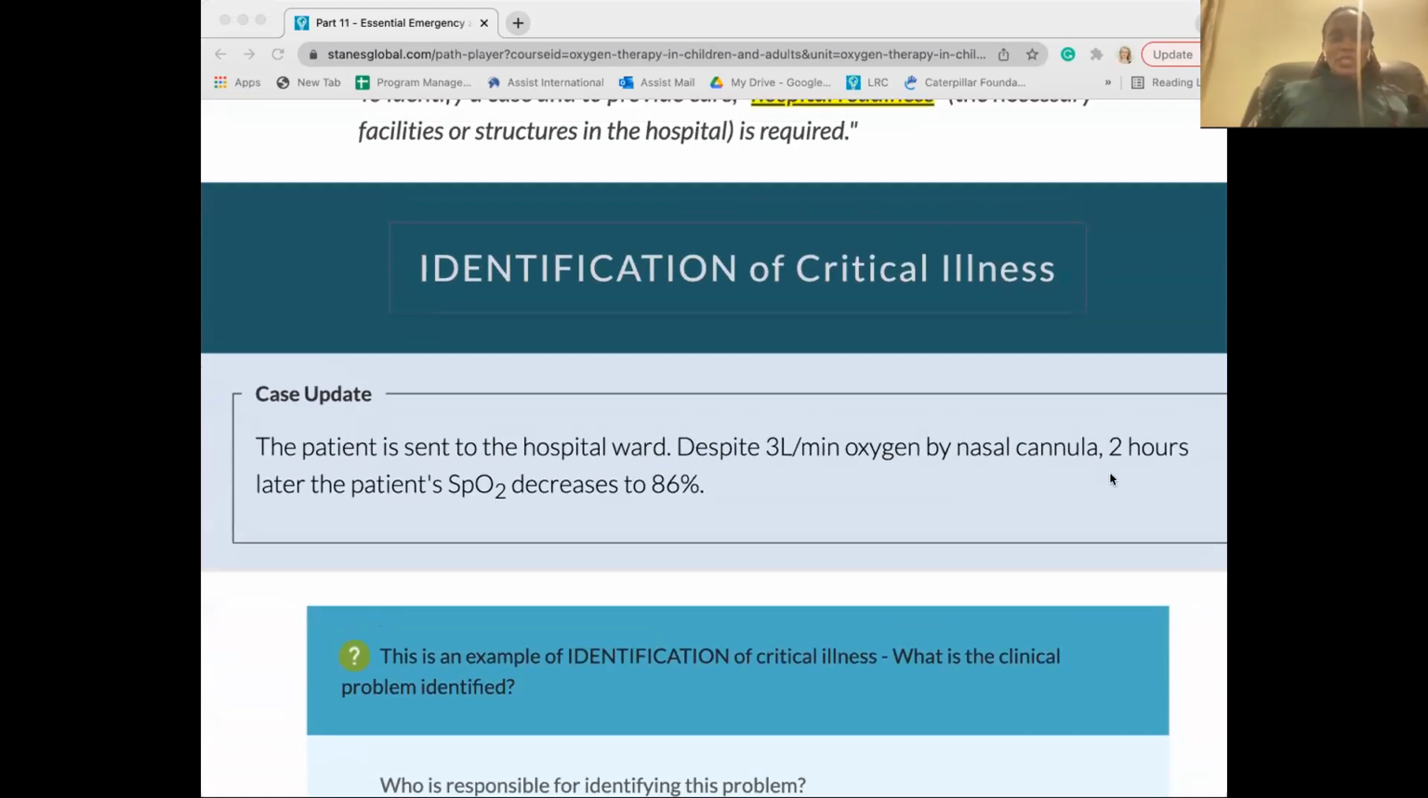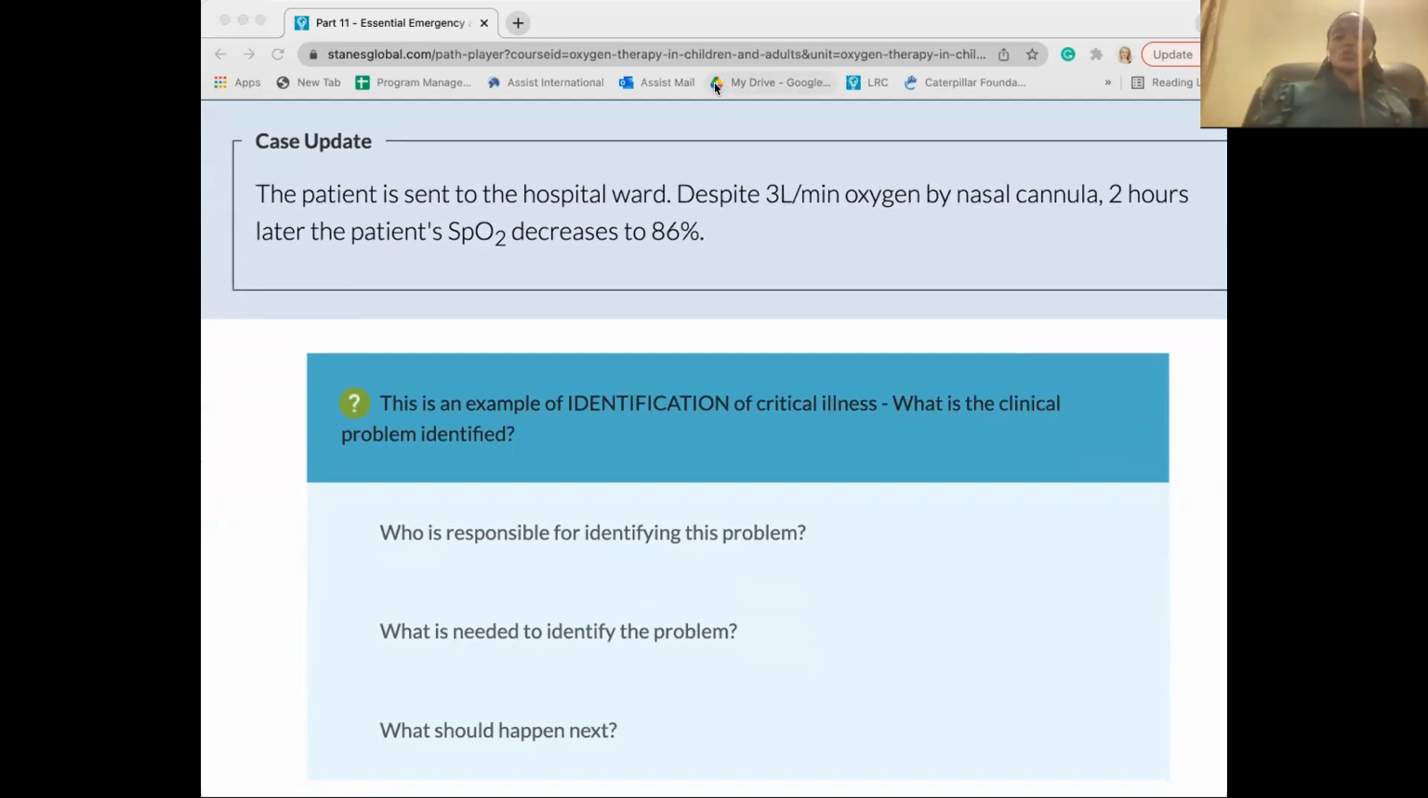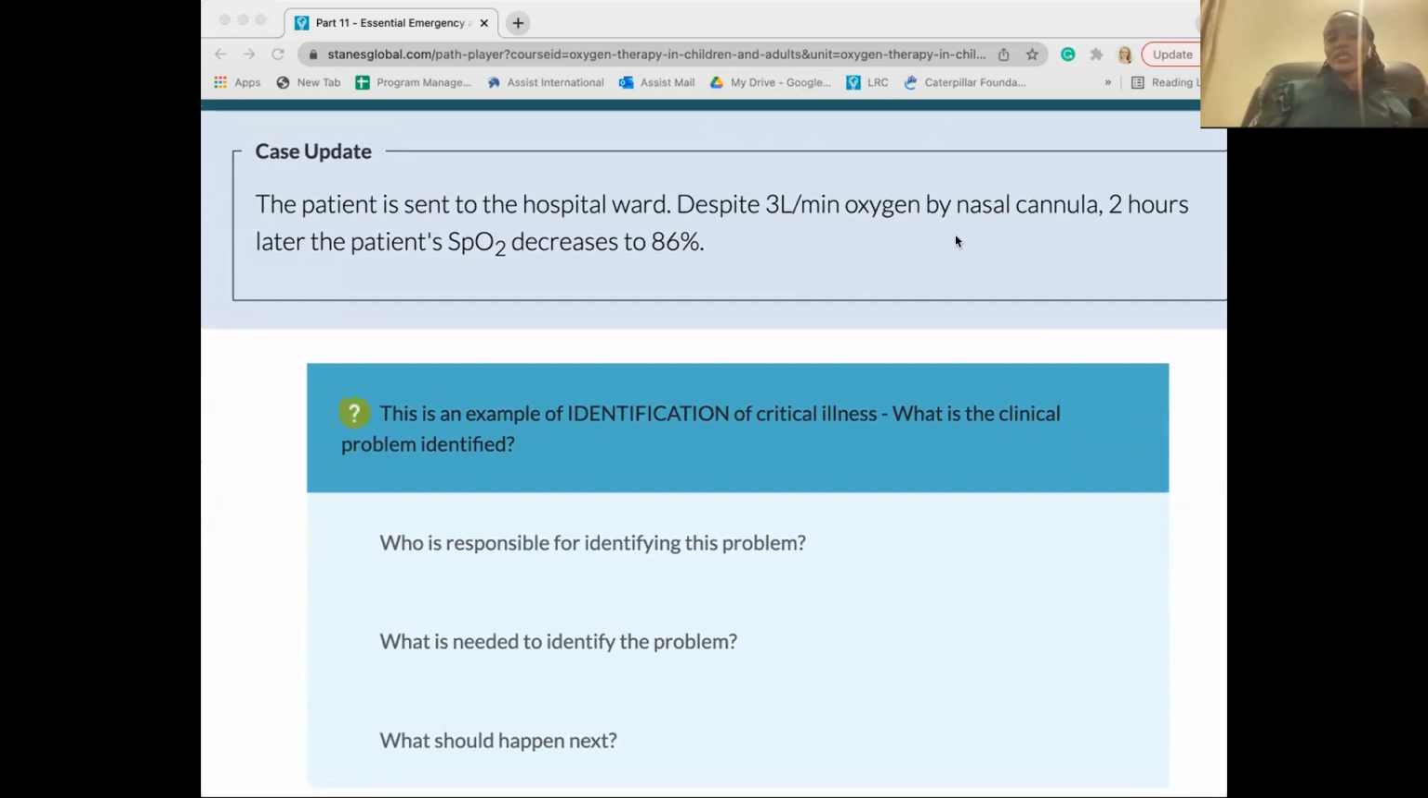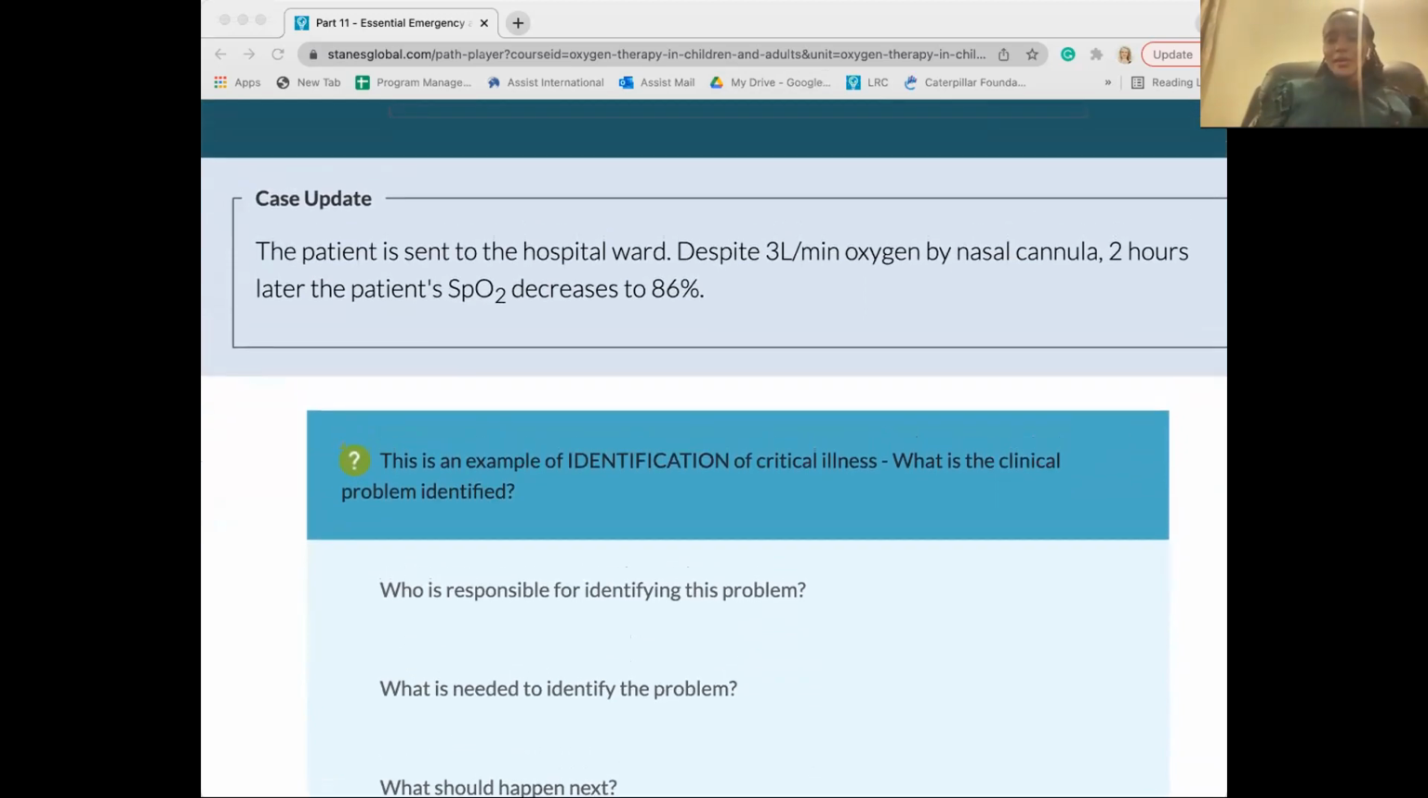So the patient is sent to the hospital ward. Despite 3 liters of oxygen by nasal cannula, this patient is still having a low SpO2 of 86. So what would you do? If the nasal cannula is still giving you an SpO2 of 86, this is when you'd want to escalate to the next available oxygen device. So maybe you'd want to use a non-rebreather mask, an oxygen mask, or a nasopharyngeal device to offer the oxygen.